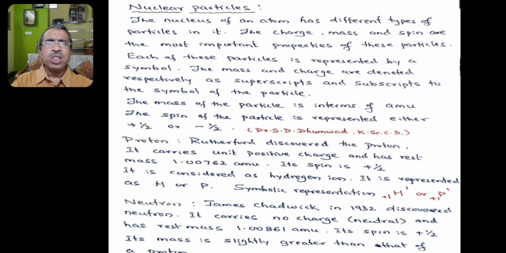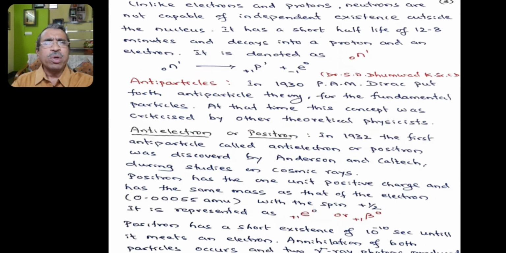Coming to the next nuclear particle, that is the neutron. James Chadwick in 1932 discovered the neutron. It carries no charge, that is, it is neutral, and has rest mass 1.00861 AMU. Its spin is plus half. Its mass is slightly greater than that of a proton. Unlike electrons and protons, neutrons are not capable of independent existence outside the nucleus.